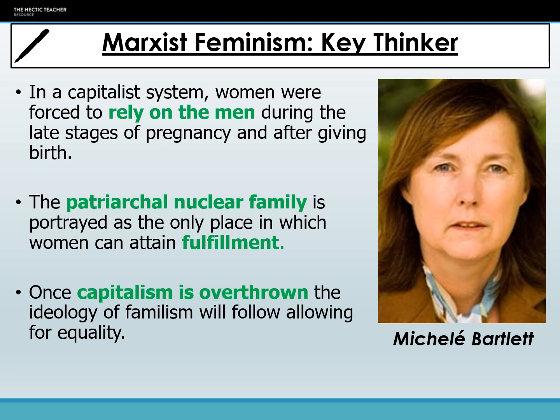And Michelle Bartlett said that once we overthrow capitalism, the ideology of familialism will disappear, and this will allow for more equality. So in order to achieve equality, we need to overthrow capitalism, which will get rid of the need for the patriarchal nuclear family, which will then lead to greater equality for women.